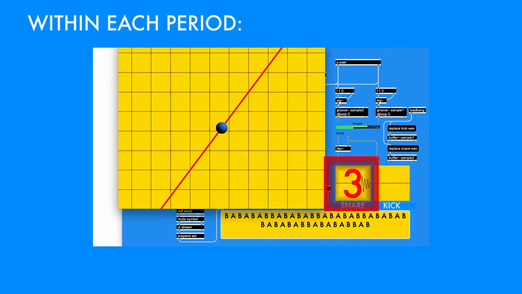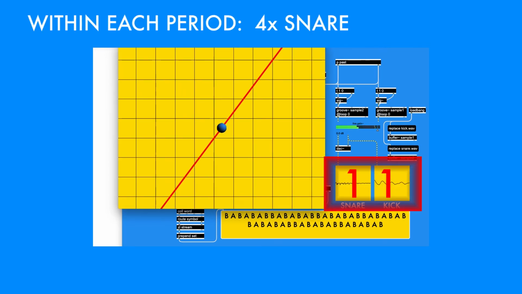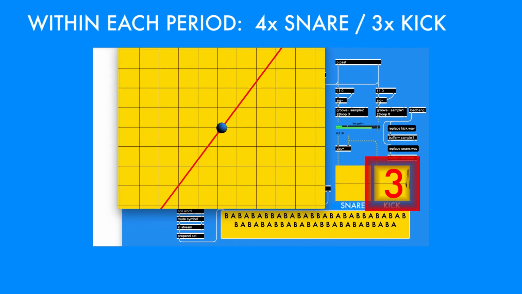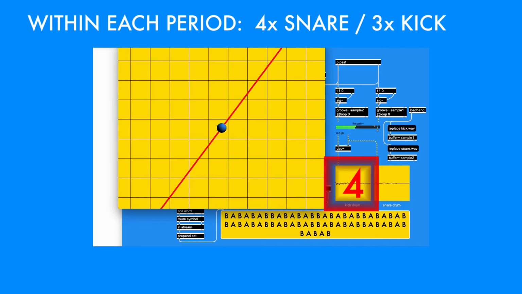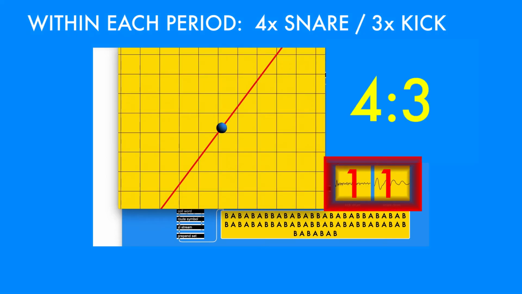So, within each period, you can see that there are 4 snare drum hits and 3 kick drum hits, which is the same as the number of steps we took up and along. This pattern is comparing the numbers 4 and 3, and we call it the 4 against 3 polyrhythm.